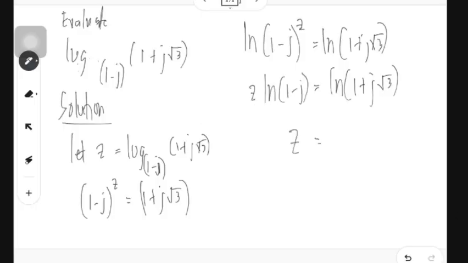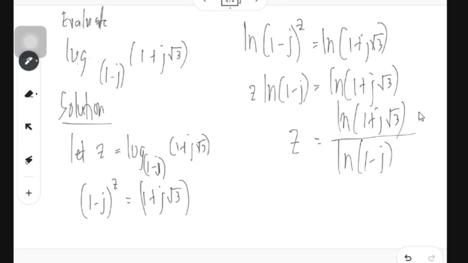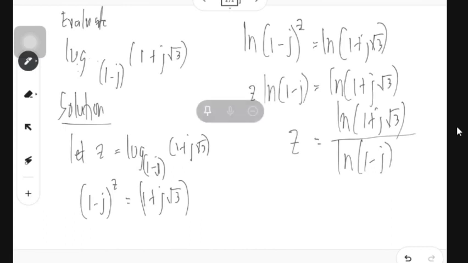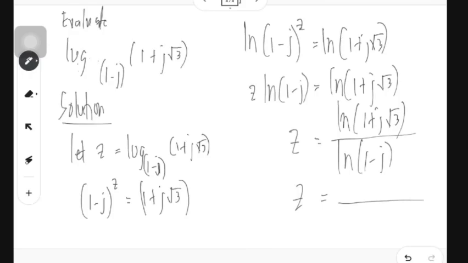Kaya lang, pagka dinivide mo, naka-natural logarithm na. Kukunin mo muna yung natural logarithm of 1 plus j square root of 3. Kukunin mo yung natural logarithm ng 1 minus j, then take the quotient. Hindi, not simply dividing the two, but take the natural logarithm first of the numerator, take the natural logarithm of the denominator, then divide. However, in order to take the natural logarithm, complex quantity must be in exponential form. So will you convert 1 plus j square root of 3 into polar?